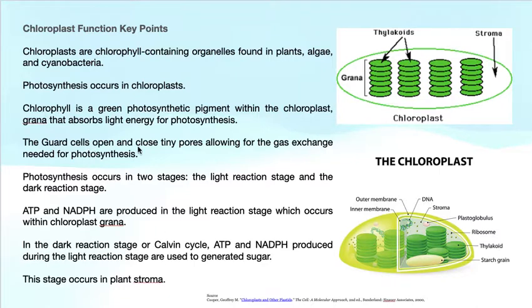The guard cells open and close tiny pores, allowing for gas exchange needed for photosynthesis. Photosynthesis occurs in two main stages, the light reaction stage and the dark reaction stage. ATP, which is adenosine triphosphate, and NADPH are produced during the light reaction stage, which occurs within the chloroplast, in the grana. In the dark reaction stage, or Calvin cycle, the ATP and NADPH produced during the light reaction stage are used to generate sugar molecules. This stage occurs in the plant's stroma.